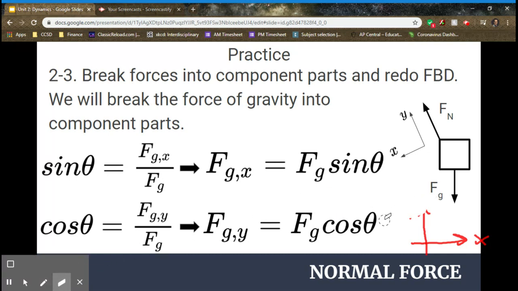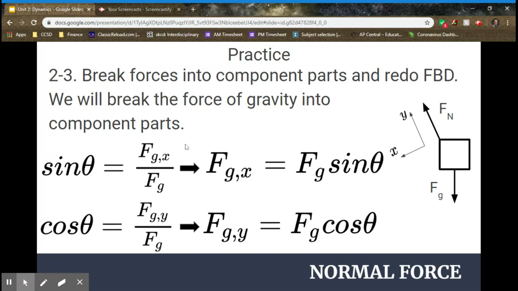So in this situation, let me erase this. In this situation, your force of gravity is going in more than one direction at a time. You could have kept the same coordinate system and simply looked at the normal force going in more than one direction. I like to keep my normal force in a single direction and split up gravity. So you can use SOHCAHTOA to break this up into component parts.